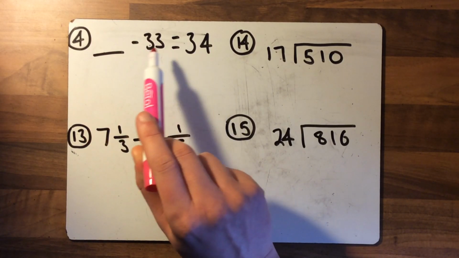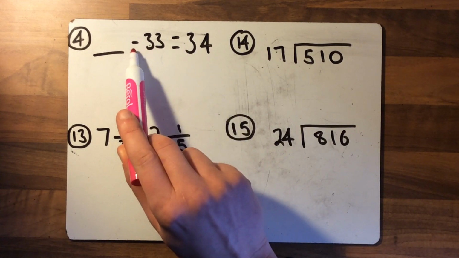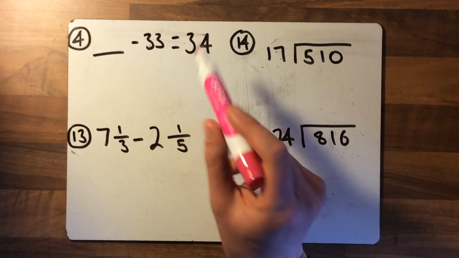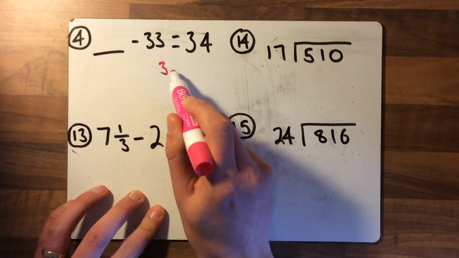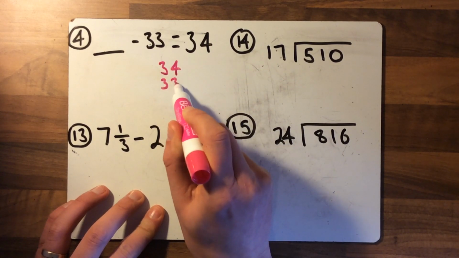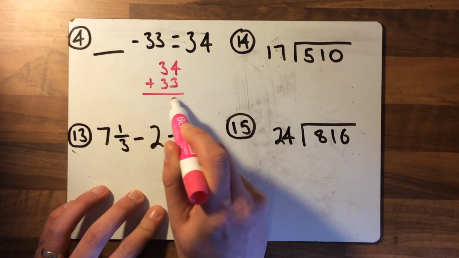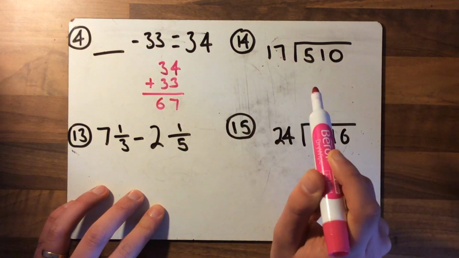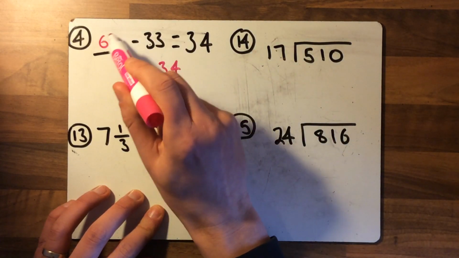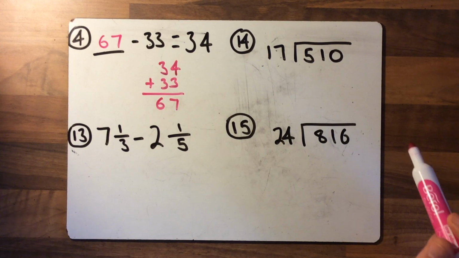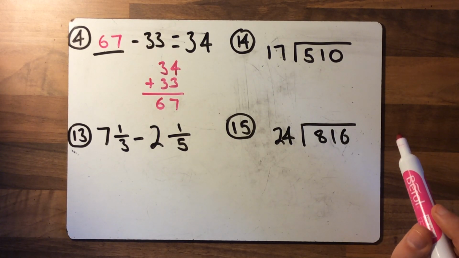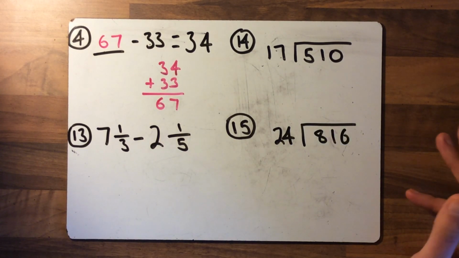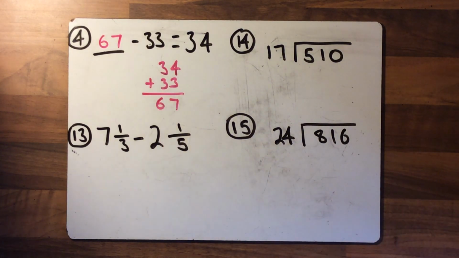in this calculation. So the way to do this is to do the inverse. Even though it's subtraction, we need to add these numbers up. So 34 and 33, and then if we add those up to get to 67, right then, does that look like a sensible answer? 67 subtract 33 is 34. That's where your answer is 67.